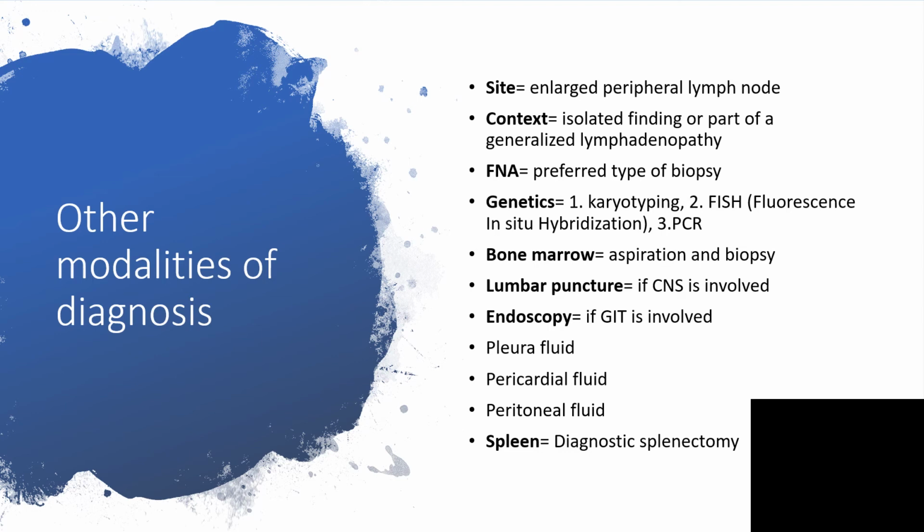Endoscopy, if you think the gastrointestinal system is involved. So you go to the gastrointestinal tract via your endoscope, and you can have pleural fluid, pericardial fluid, or peritoneal fluid, depending on whether you have pleural effusion, pericardial effusion, or ascites.